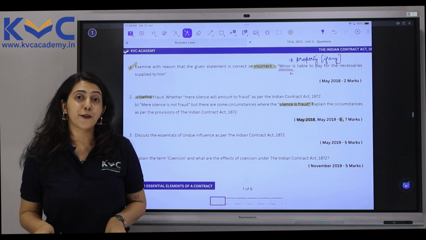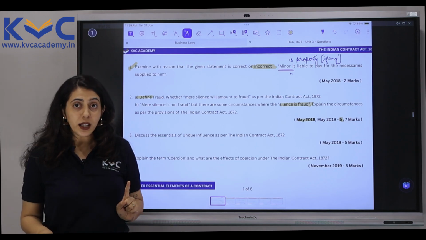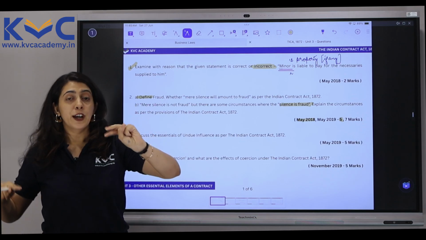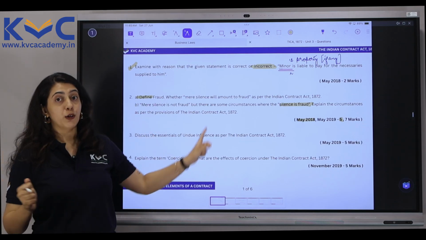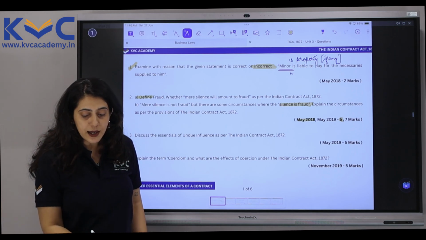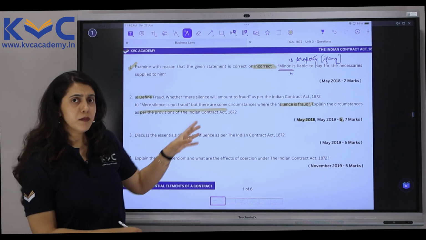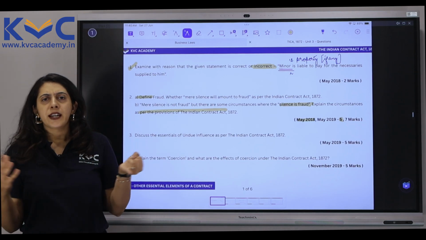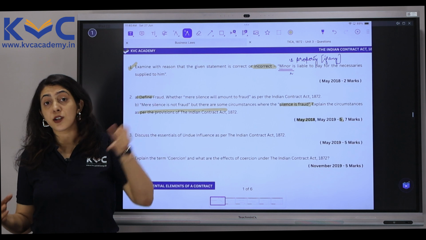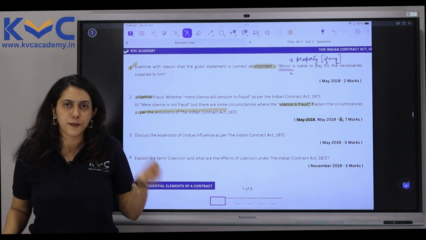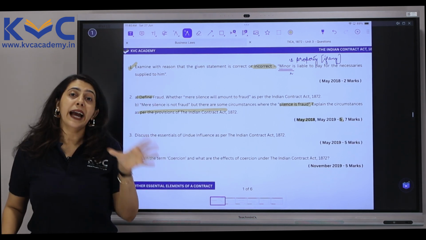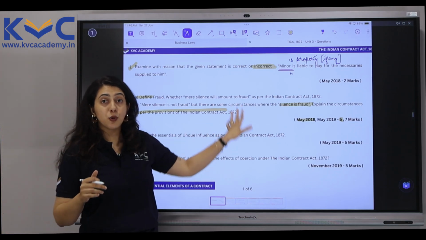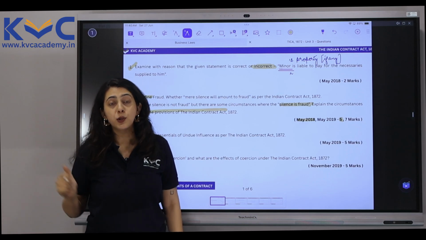Silence is considered as fraud in 2 cases. Case number 1, where it is the duty of the person to speak. Case number 2, where silence is equal to speech. Now they have also asked you to explain the circumstances as per the provisions of the Act. So we know a few cases where it is the duty of the person to speak. It is the duty whenever they are sharing a fiduciary relationship, if it is a contract of insurance, if it is a contract of marriage, if it is a contract of family settlement, and if it is share allotment contracts. So all of those points have to be listed here because those are the cases where it is the duty of the person to speak.